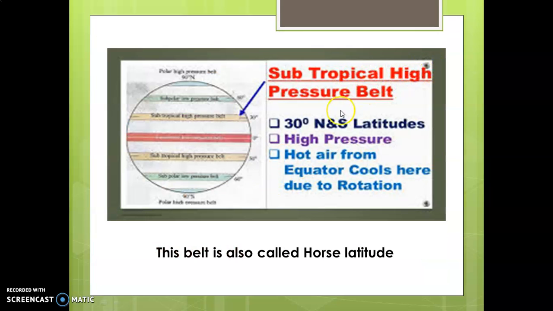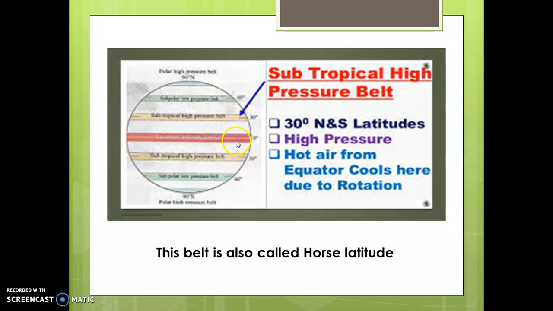Next, subtropical high pressure belt. This subtropical high pressure belt exists from 25 degree to 35 degree latitude in both the hemispheres, or we can say around 30 degree north and south. High pressure exists in this belt.